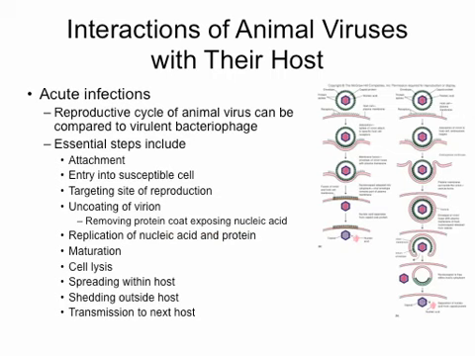So I want to go through the basic steps of the acute infection. These are going to look a little bit familiar because they're very similar to the steps of the lytic cycle. Step 1 is attachment. Attachment is basically the same, right?